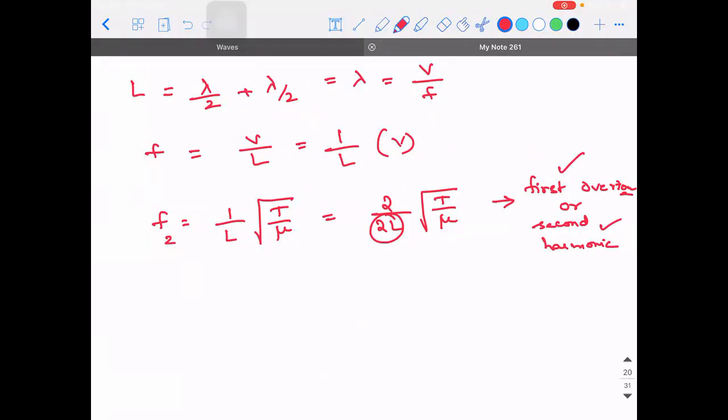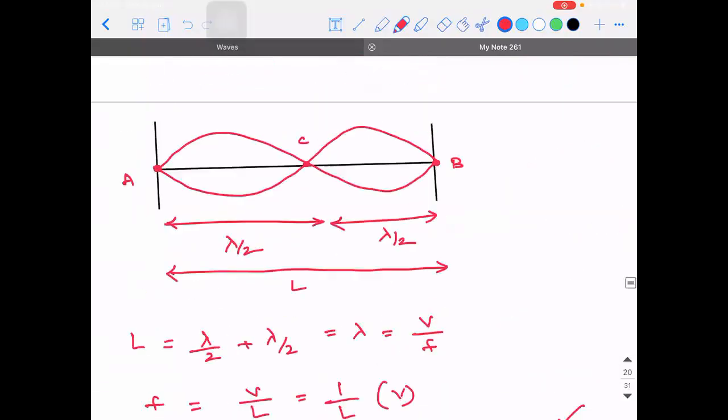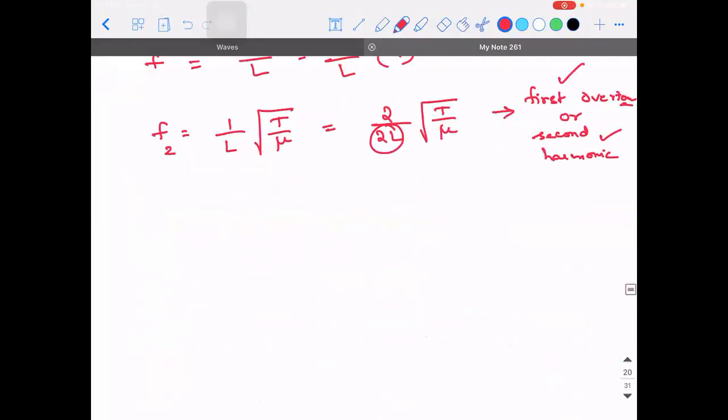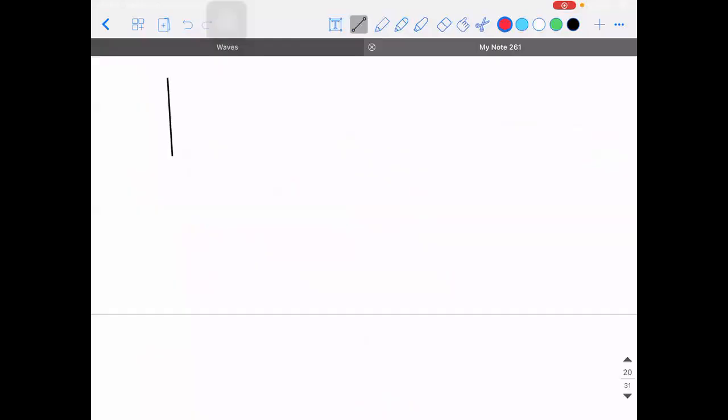Now you guys tell me what will be the next one. 3 by 2L into root of T by mu. So this is called the second mode of vibration. Second mode of vibration means two standing waves. Then the third mode of vibration will be, let's do that, then we will generalize it.